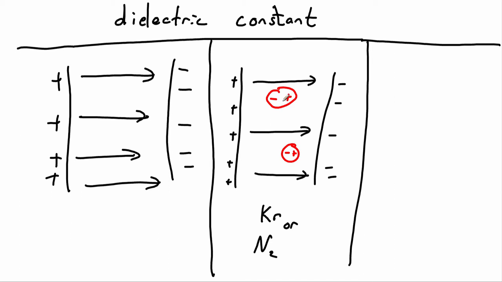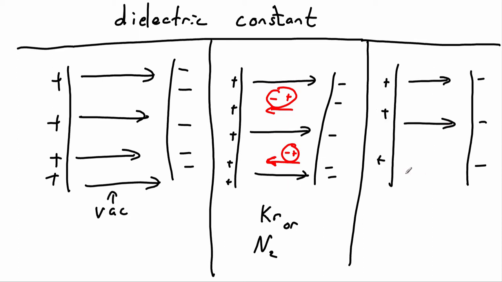Now if we look at the electric field caused by those dipoles, we can see it is going to the left. So the net effect of this is to decrease the field strength. So the electric field in this example in the center is going to be less than it would be if we just had a vacuum between the plates.